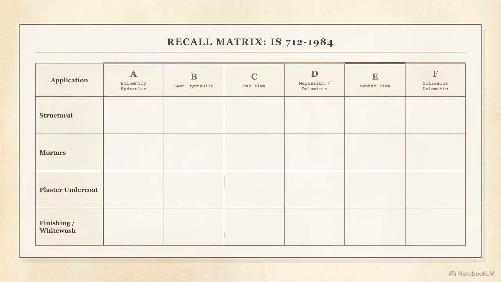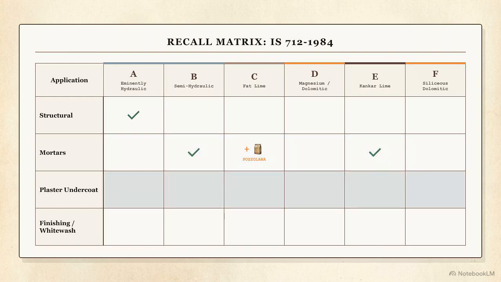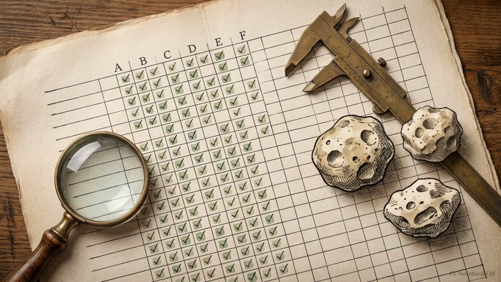Now, let's lock in this mental model by compressing our three chemical branches into a fast recall matrix. For strict structural purposes, we check the highest point of the hydraulic spectrum. Only Class A qualifies. For masonry mortars, we look at the mid-tier options, Class B, and our outlier, Class E. And remember, Class C joins this row only if pozzolana is added. For plastering undercoats, we rely on the moderate strength of Classes B and F, but for the purely aesthetic finishing coats, we drop down to the pure limes, C, D, and F. Visually mapping the overlapping applications shows that functional chemistry is the most reliable way to apply the specifications of IS 712.